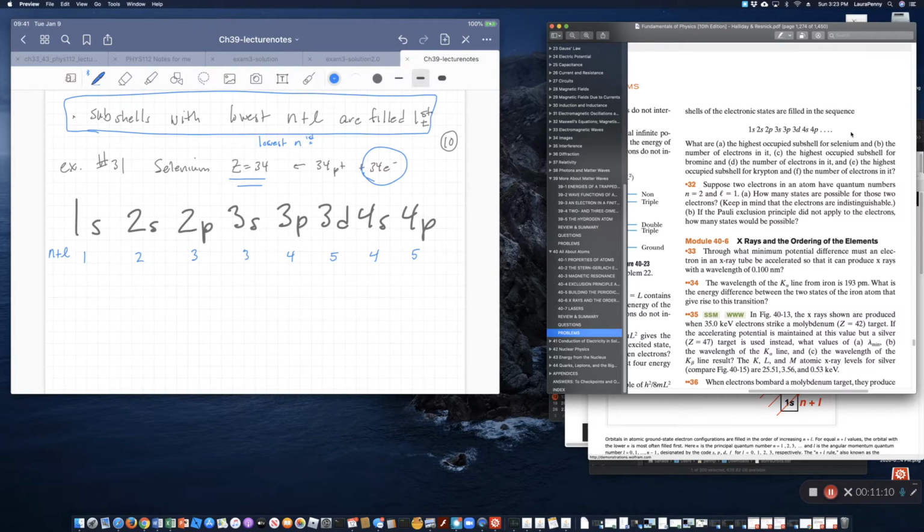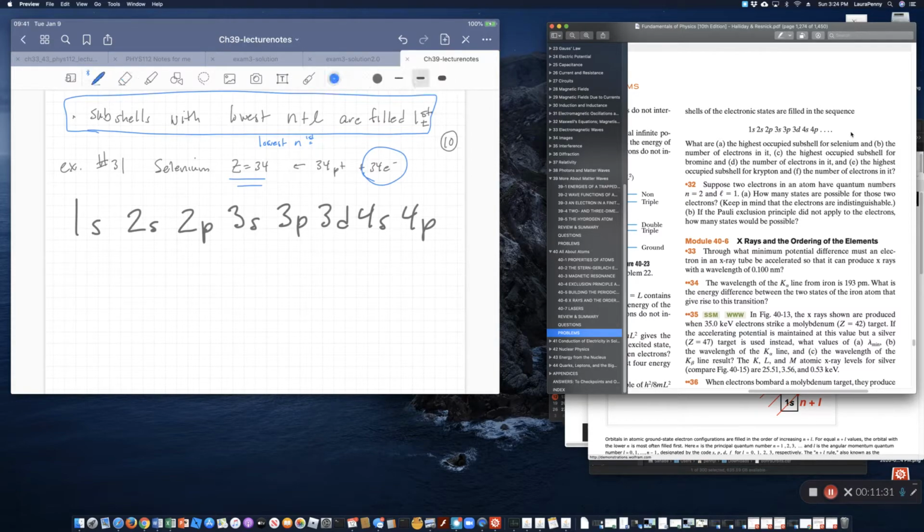And so what you do is you actually put a little superscript next to the letter. So 1s, what that means, actually I'll rewrite it. So what that means is, oh goodness, that's not what I meant to do.